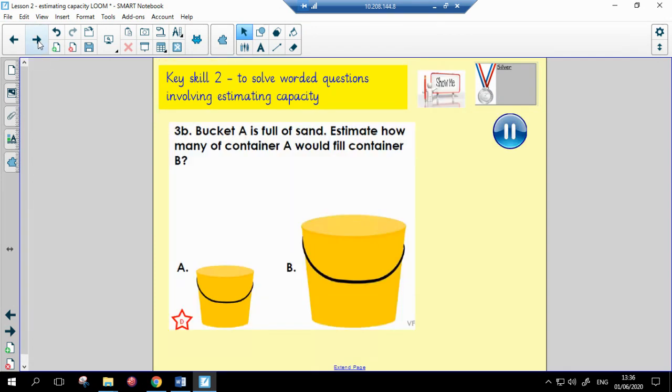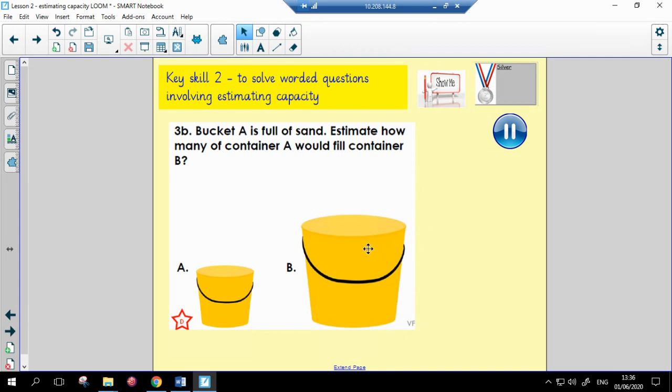This is the show me question. Bucket A is full of sand. Estimate how many of container A would fill container B. Have a look at the containers, pause the video, and when you've got an answer, unpause me and I'll let you know if you're right.